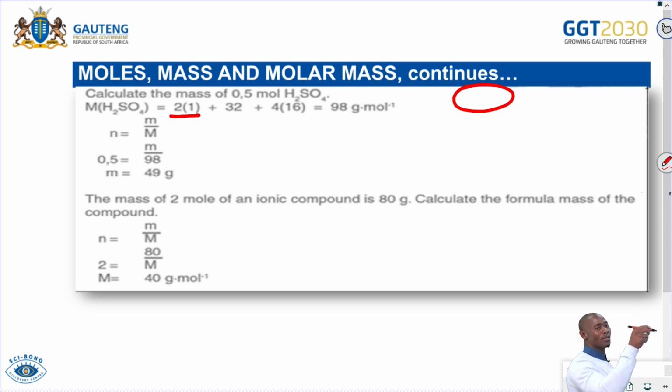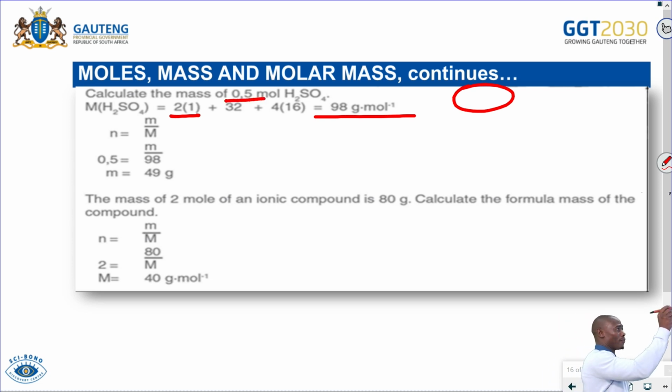So we add our relative atomic mass of hydrogen, relative atomic mass of sulfur, relative atomic mass of oxygen. But how many oxygen atoms are there? There are 4. How many hydrogen atoms are there in 1 molecule of sulfuric acid? It is 2. Hence, we have 2 there. Hence, we have 4 there. All right? So what is the total? It is 98 grams per what? Per mole.